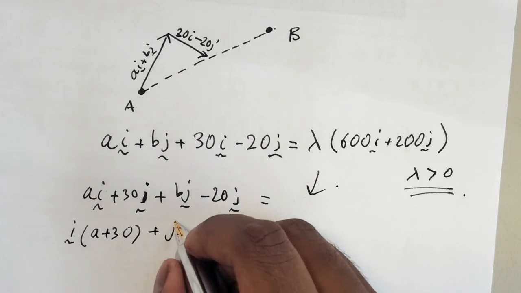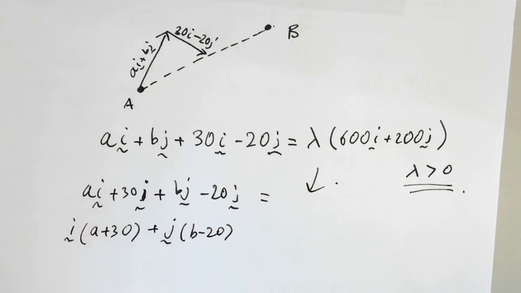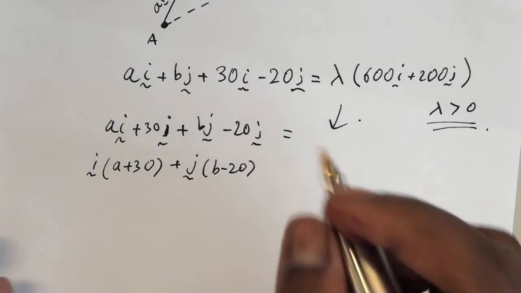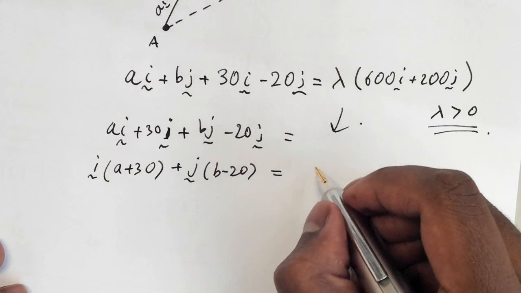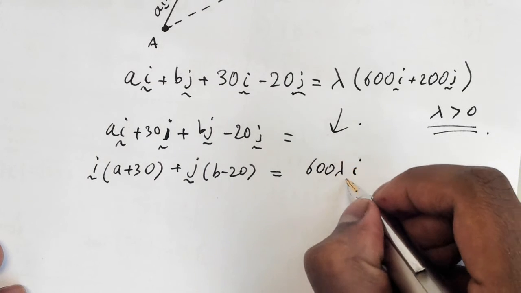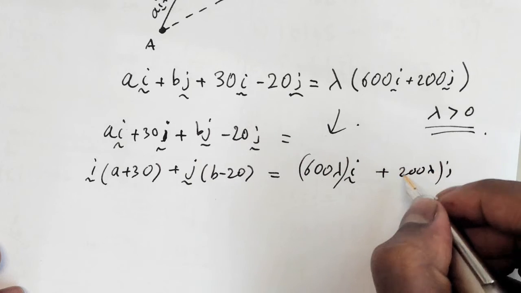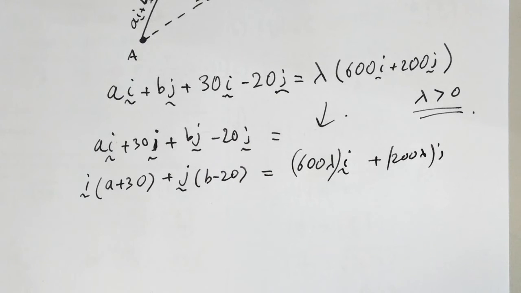And I can also factorize out J. Look at this. Almost done. And then over here we have 600 lambda I plus 200 lambda J. Now do you see what's happening here? Can you see it? Something times I has to equal this thing times I. And something times J has to equal that something times J.